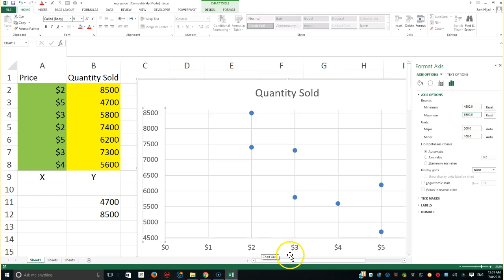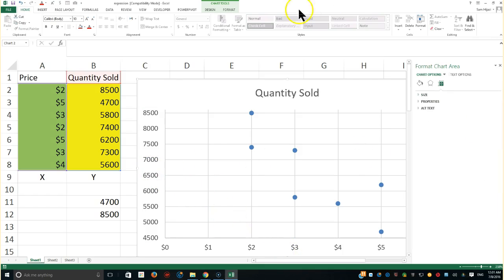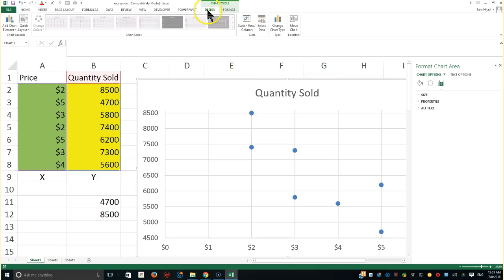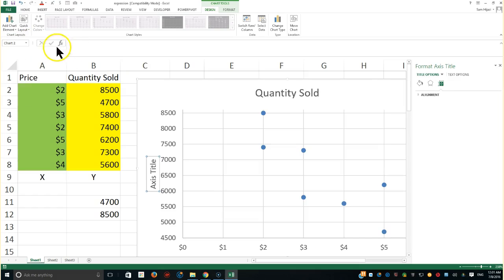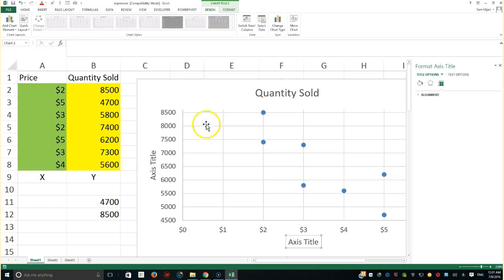And of course, I could put here the price. I could put the quantity sold directly by going to the design, and I could add, of course, the axis title, the primary vertical, and the primary. Here we go, the primary horizontal. Just click on that and go to the formula bar and type quantity sold.